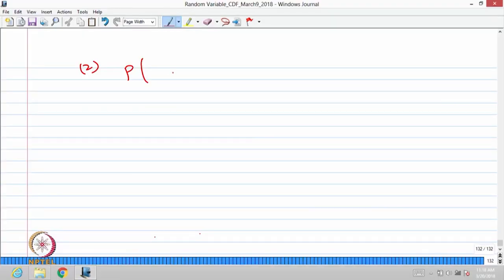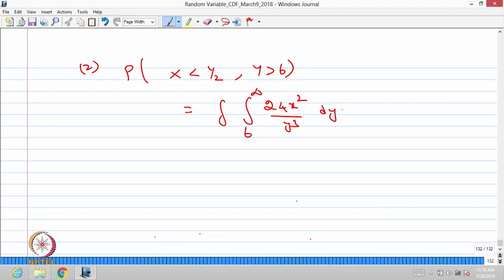So, we have answered the first question. Second one: find out the probability that x is less than 1 by 2 and y is greater than 6. This is nothing but the double integration of the joint probability density function with respect to y between 6 to infinity and with respect to x from 0 to 1 by 2. Here also, if you do the integration and the simplification, you can get the answer. It is 1.03889 multiplied by 10 power minus 2. I am not spending time on the integration. You can do the integration and get the answer.